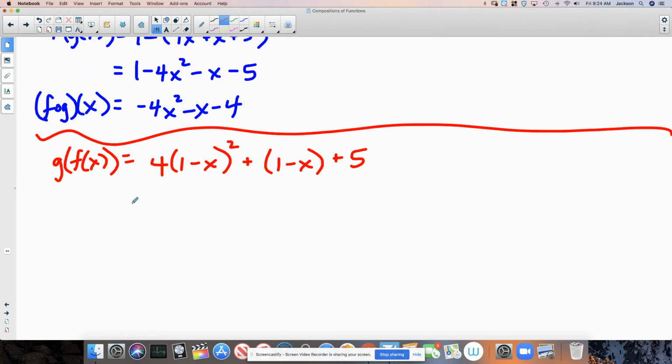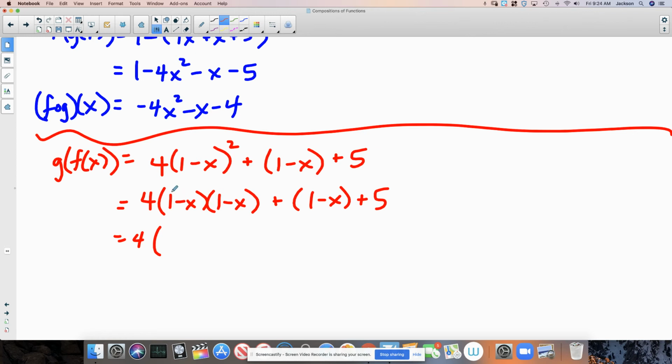Okay. We talked about in a previous example that I can't distribute this exponent. The best I can do is expand it like so, plus 1 minus x plus 5. And this becomes 4 times. When I FOIL all of this out, 1 times 1 is 1. 1 times negative x, negative x, negative x times 1, negative x times negative x is positive x squared.